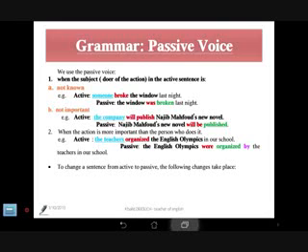Now, we use the passive voice also when the action is more important than the person who does it. Let's check an example together. In the active sentence we have, the teachers organized the English Olympics in our school.